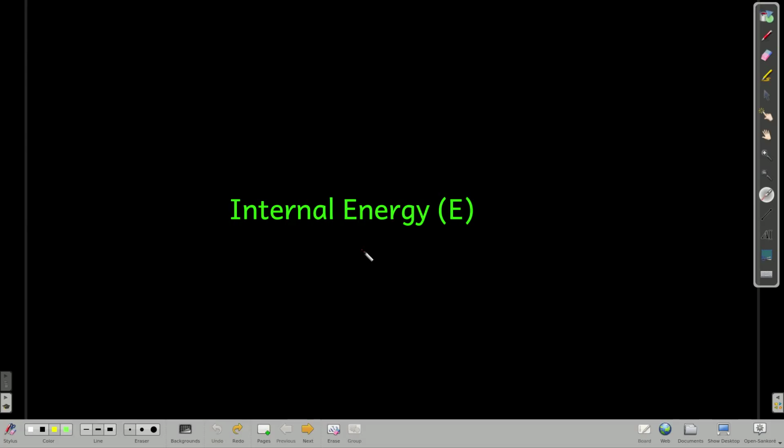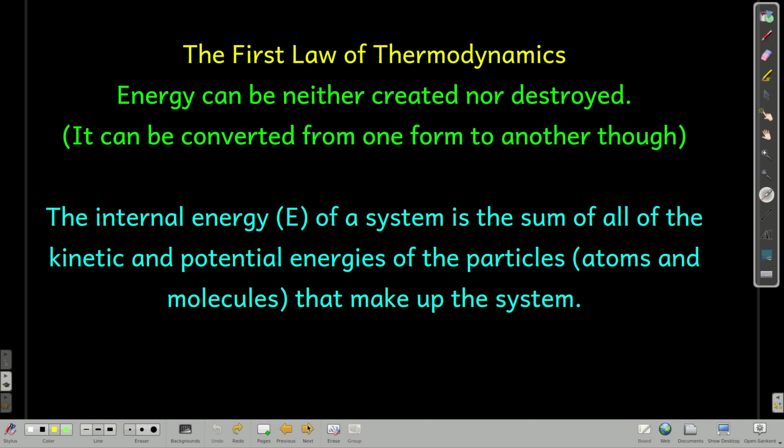In this module, we're going to talk about what's called internal energy, and actually the first law of thermodynamics too. All right, so let's look at the first law of thermodynamics. It says that you can neither create nor destroy energy, although you can convert it from one form to another. And what we're going to talk about is internal energy.